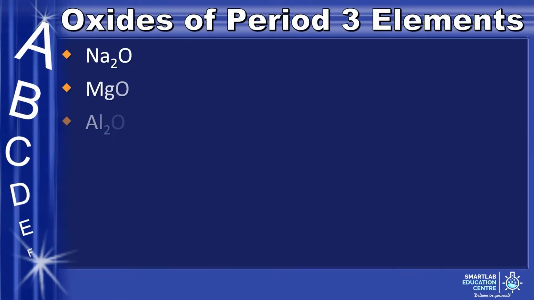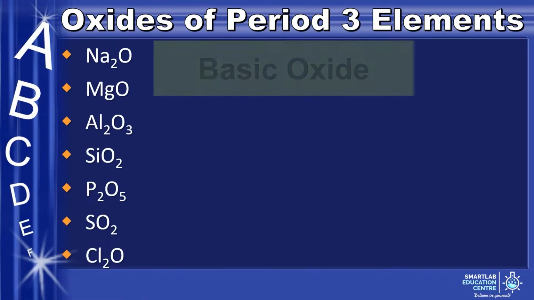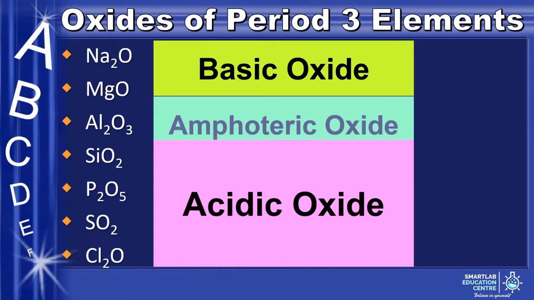Now we shall focus on the oxides of period 3 elements, and you can see the different oxides of each element, with sodium and magnesium forming basic oxides, aluminium forming the only amphoteric oxide, with the rest of the elements forming acidic oxides.